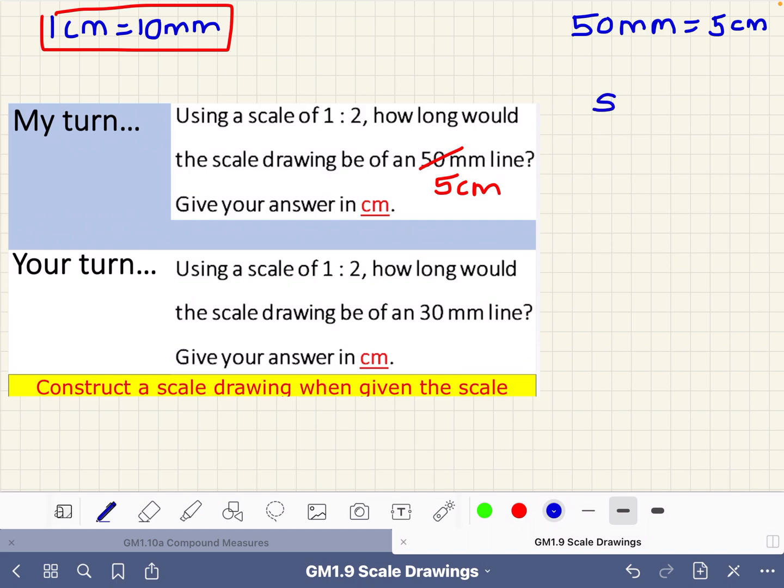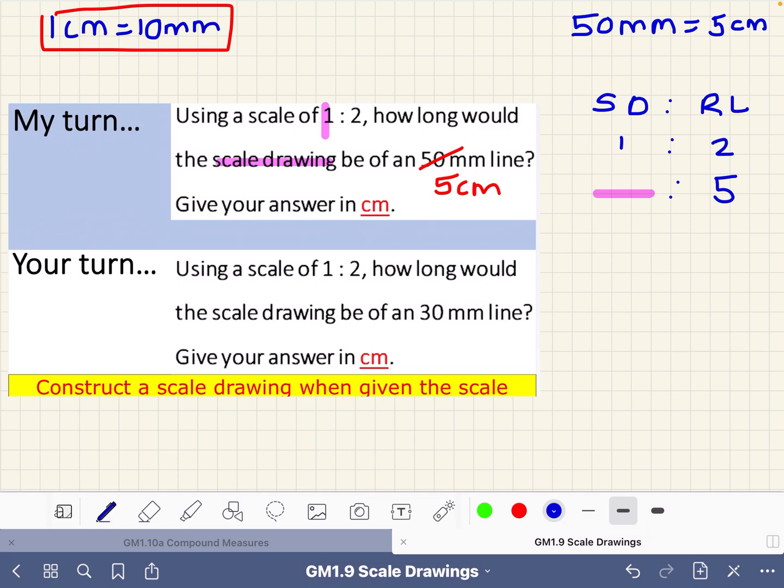So we have a scale drawing and a real life measurement. The scale that's been given to us is 1 to 2. So our scale drawing is 1, and that is what we're looking for. How long would the scale drawing be? So we want that value there if our line is 5 centimetres.